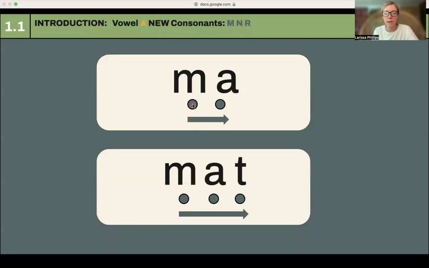Let's do another one. We have m, ah. We can blend it. Ma. Down here, we'll drop in another sound. Mat. Mat.